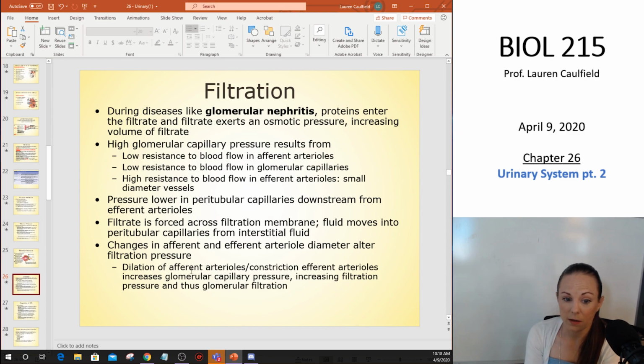All right, and again, we can physiologically change the constriction or dilation of the afferent or efferent arteriole to control the pressure that's happening in the glomerular capillary bed, as well as control how much filtrate is being produced as a result. Okay.